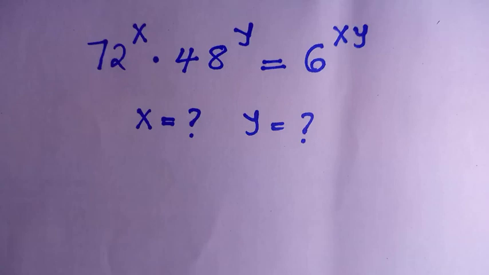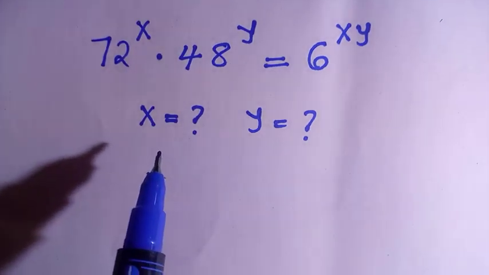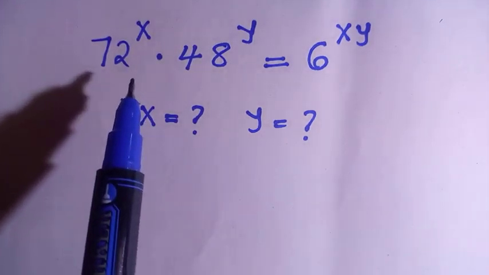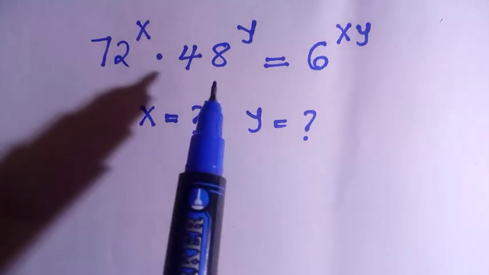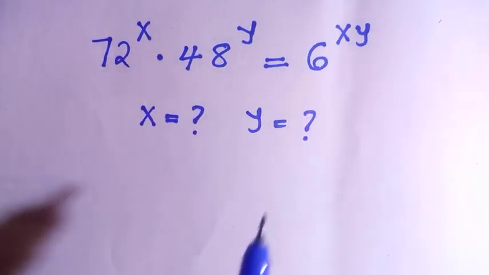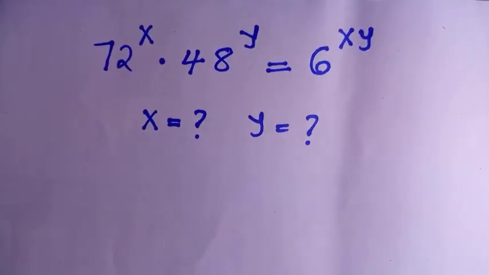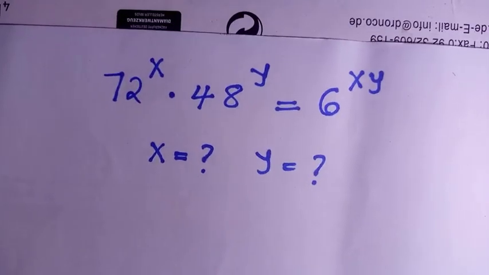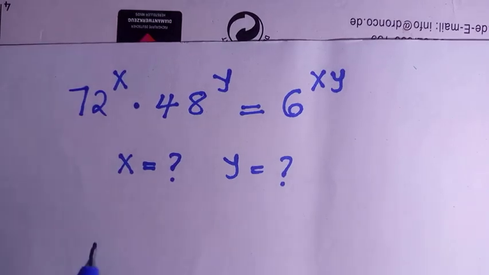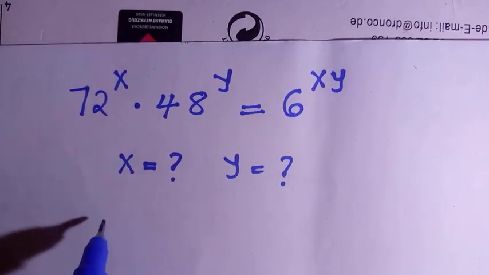Welcome to another video. In this problem, 72 to the power of x dot 48 raised to the power y equals 6 raised to the power of xy. We want to find the value of x and y, and without delay, let's get into it.